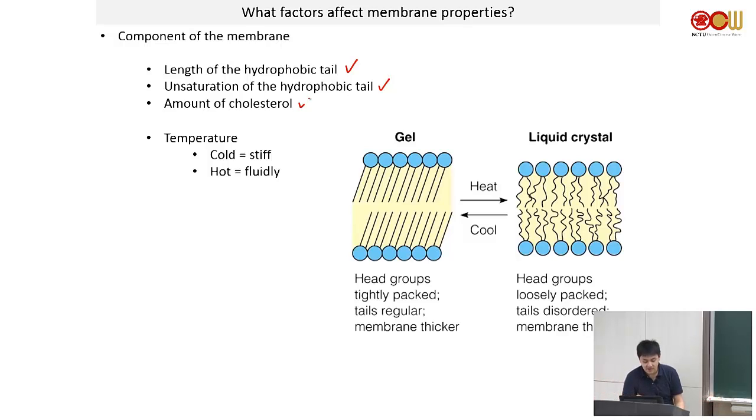Cool. Amount of cholesterol, we talked about that. The more cholesterol you have inside the membrane, it also serves as a way to disrupt the membrane packing, and then as a result, the membrane becomes more fluid-like, okay? More fluidity. Also, temperature. Temperature is very important. If it's cold, then the membrane is going to be more stiff. If it's hot, the membrane will have more fluidity.